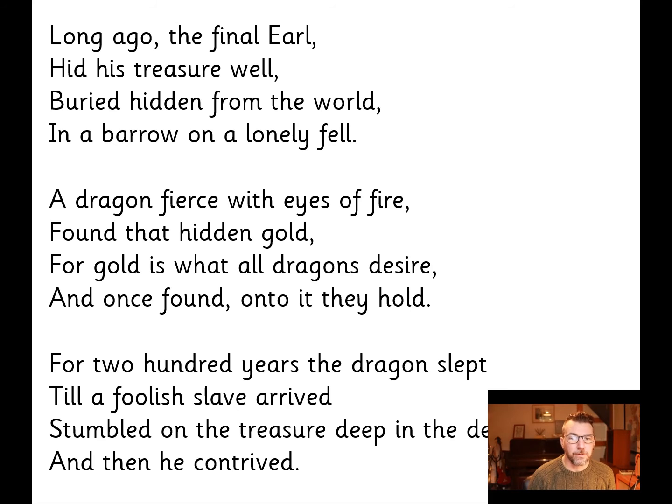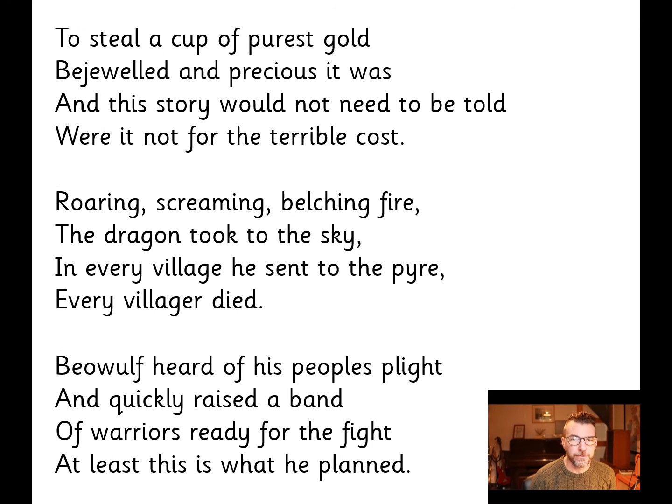Long ago, the final Earl hid his treasure well, buried hidden from the world in a barrow on a lonely fell. A dragon fierce with eyes of fire found that hidden gold, for gold is what all dragons desire, and once found, onto it they hold. For 200 years the dragon slept, till a foolish slave arrived, stumbled on the treasure deep in the depths, and then he contrived to steal a cup of purest gold, bejewelled and precious it was, and this story would not need to be told were it not for the terrible cost.